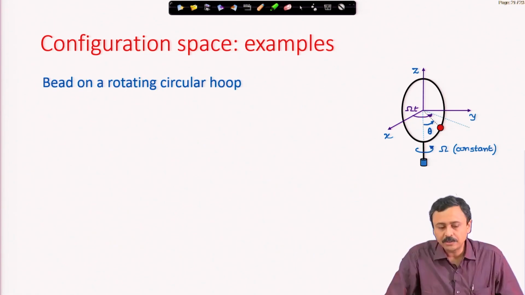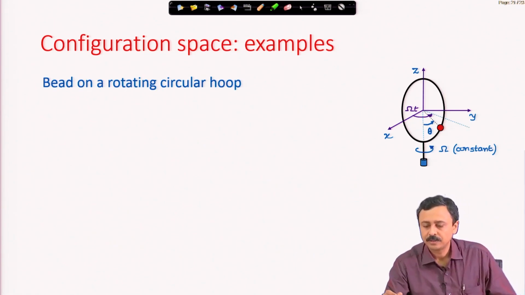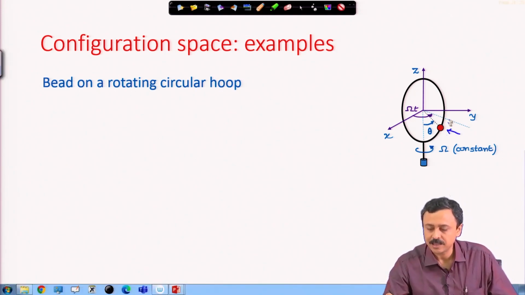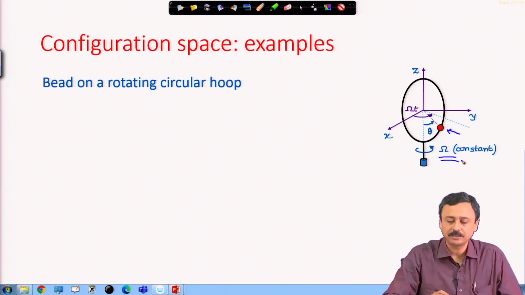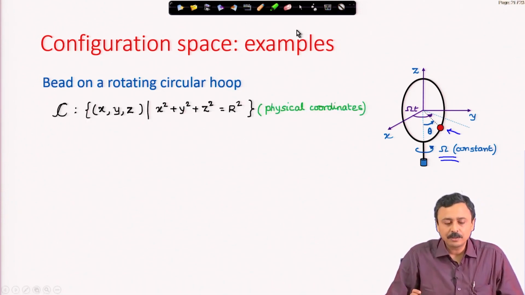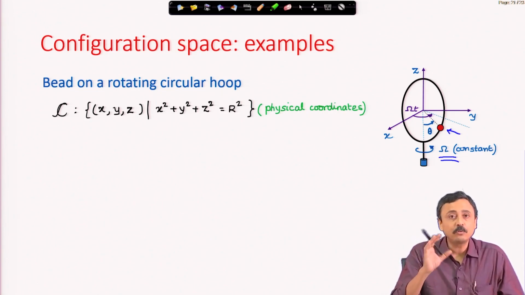Let us look at a bead on a rotating circular hoop. This is a circular hoop on which a bead can slide, and this hoop is rotating at a constant angular velocity omega. The location of the bead can be represented by x, y, z, but then there is a constraint that x square plus y square plus z square is the radius square, and radius of what? Radius of this hoop. And if you think about it, as this hoop is rotating, the bead can actually move on a surface of a sphere.